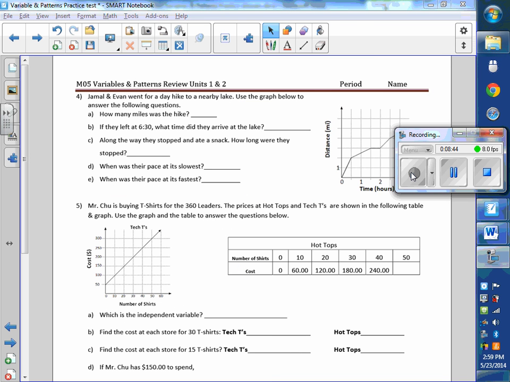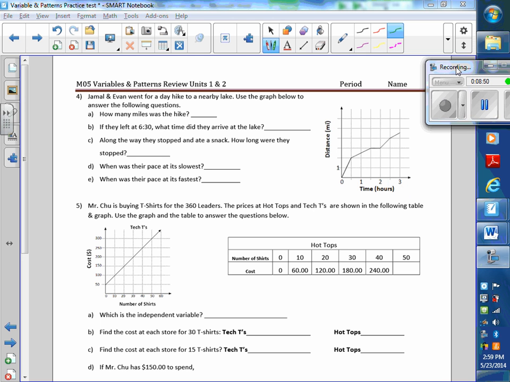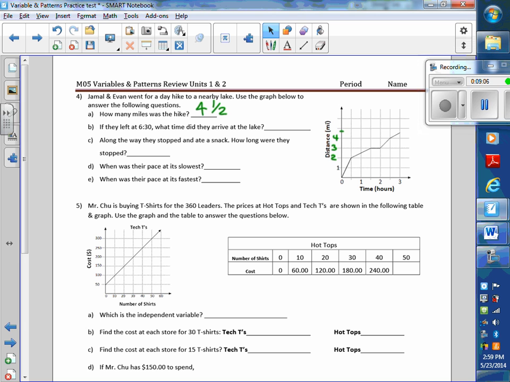All right, on the next page here, what you should have gotten for the first one is 4.5 miles. Basically you look at the highest point, which is about here. This counts by ones, so the highest point is right between 4 and 5. And that's the distance, right? So they hiked 4.5 miles.